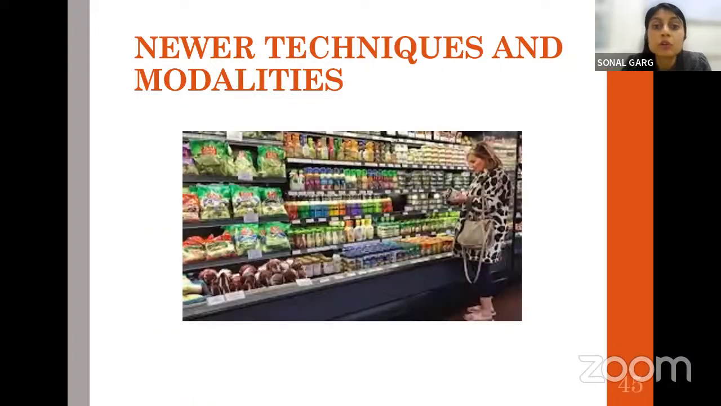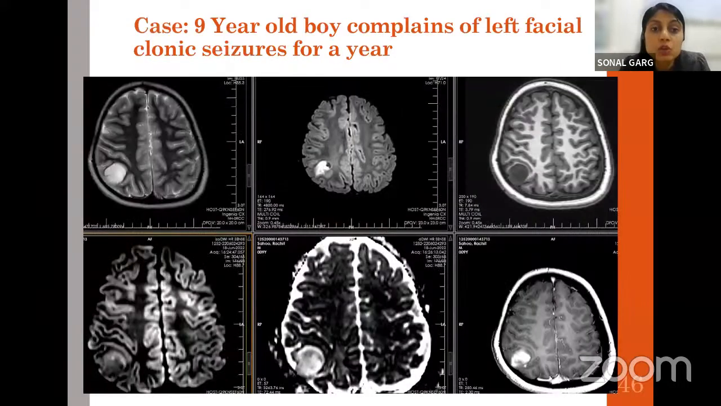So now, moving on to the newer techniques and modalities. Are these just new fancy things that are available in the market and they have no use, or do we actually have clinical implications? I will take you through this in a case-based format.